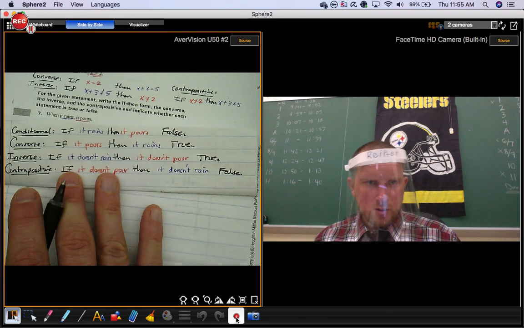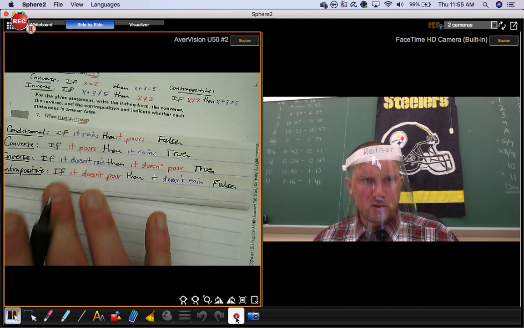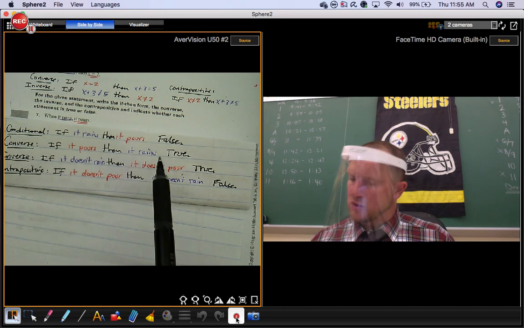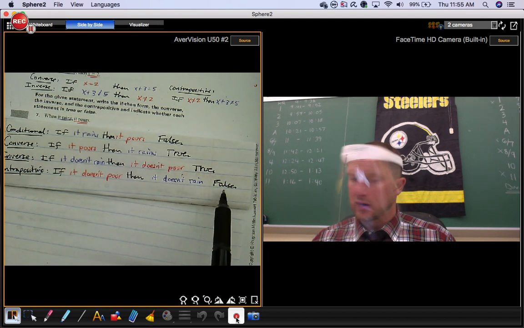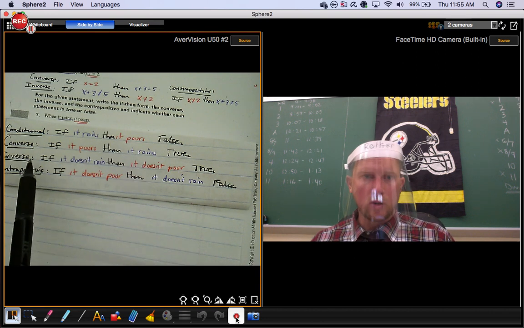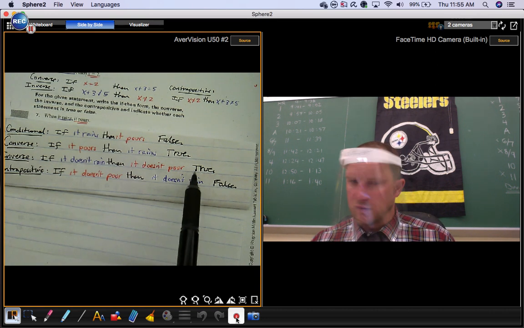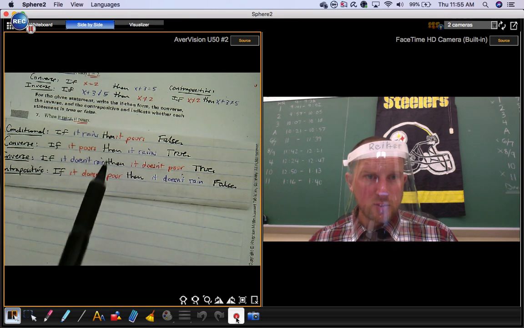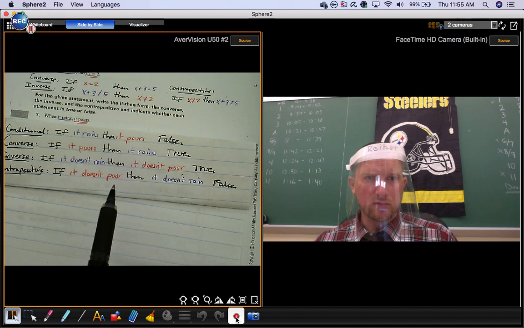Now, remember, you can check your work here. We know which of these are equivalent. The conditional and the contrapositive must have the same truth value. Notice how they're both false. The converse and the inverse also are equivalent. They must have the same truth value, and they do. So if you need to pause the video to take a look at this and write it out, then you can.